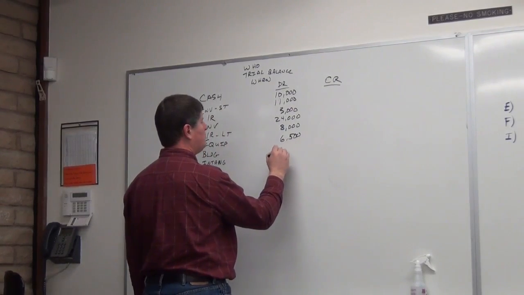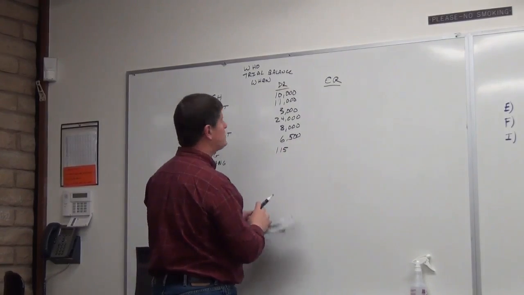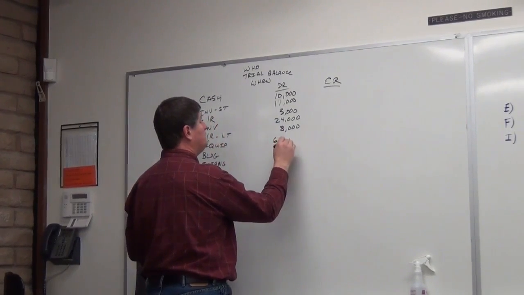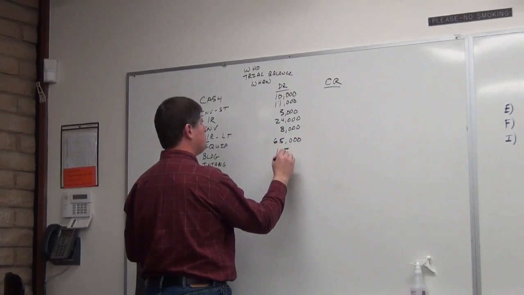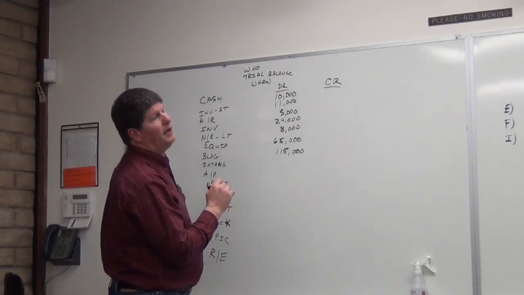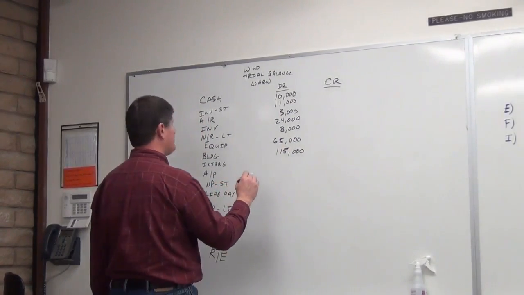Building is $65,000. I'm only off by a factor of 10. Come on. Building is $115,000. Intangibles is $6,000.